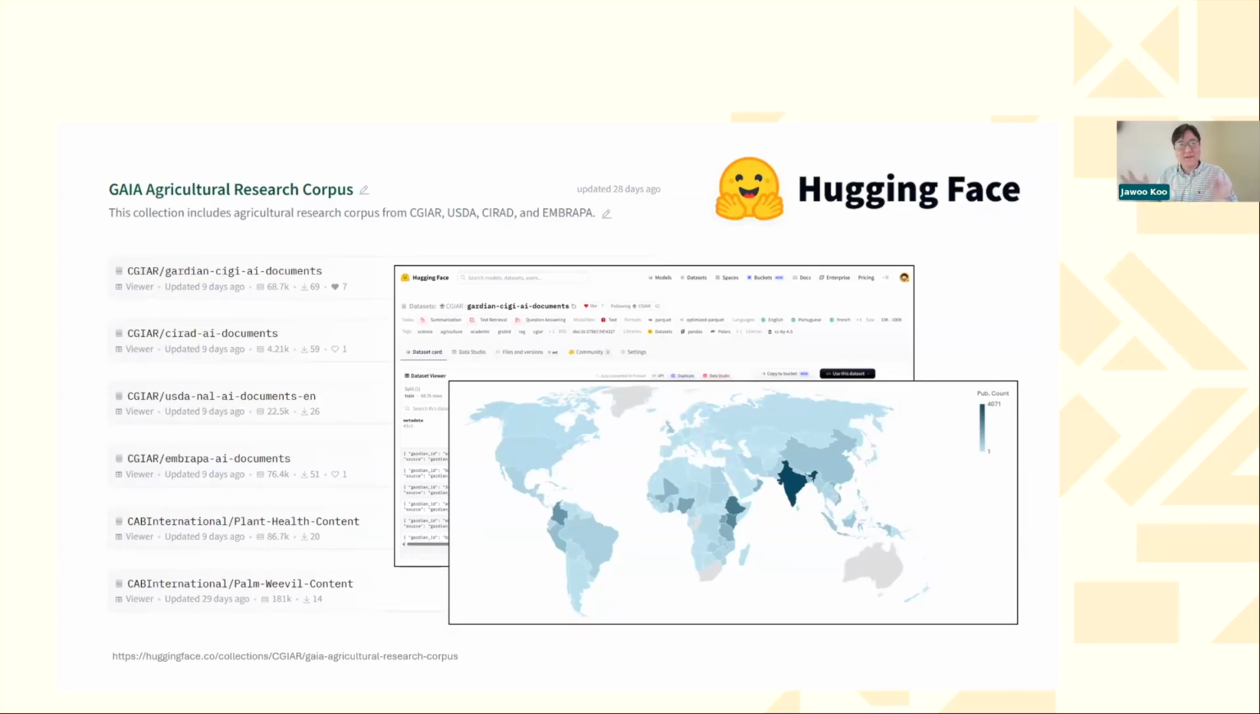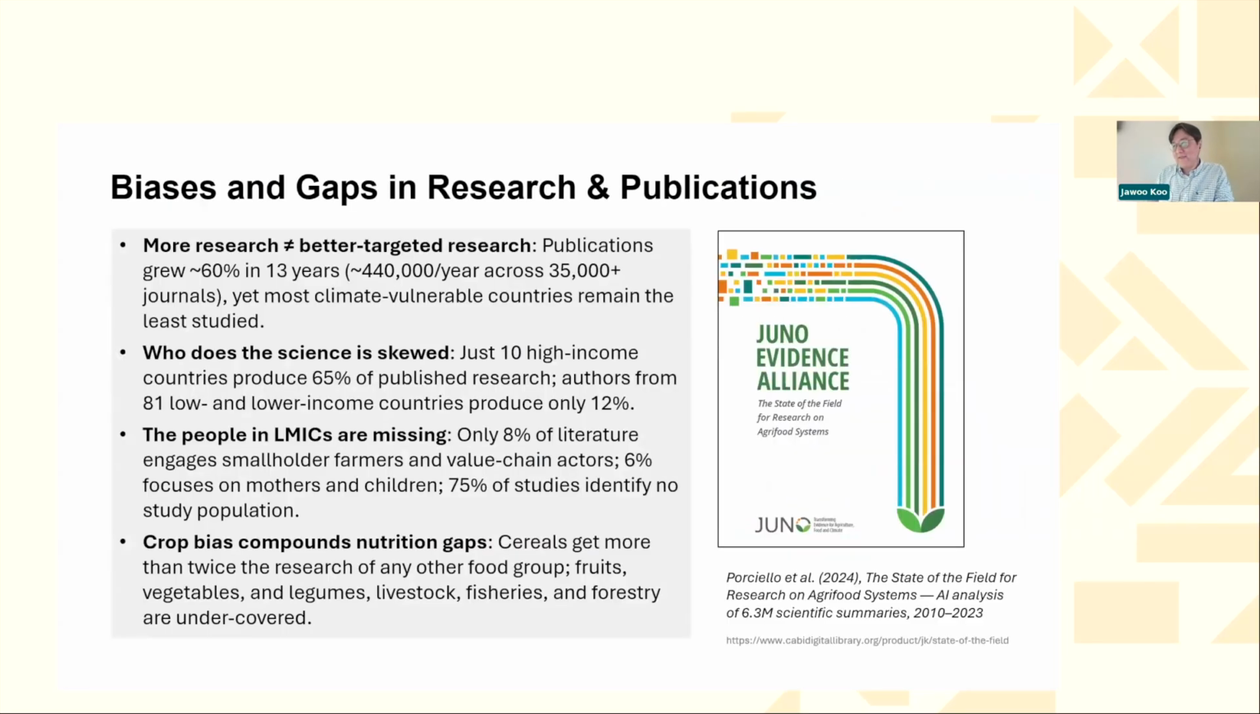But largely, I think we feel pretty good about how Global South countries are represented in our corpus. So are we good? Not quite. Back in 2023, a landmark report came out from the Evidence Alliance by CABI. They analyzed more than 6 million scientific articles to see where the biases and potential gaps in agricultural research are, and they found lots of issues.